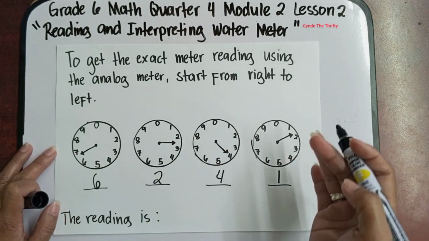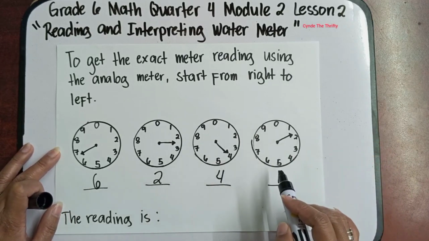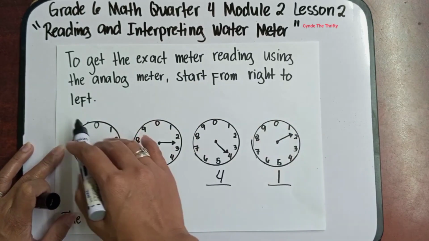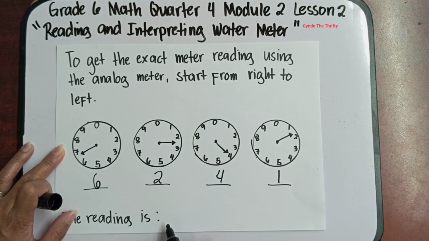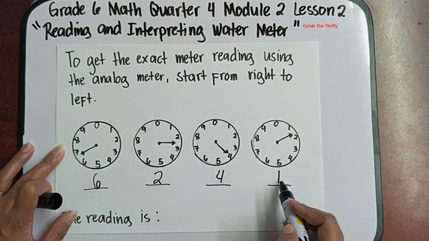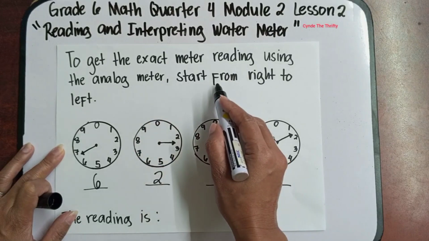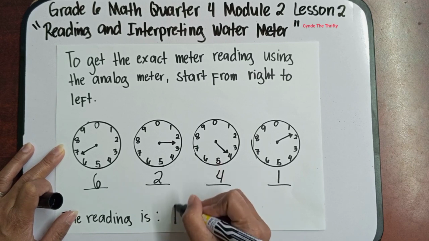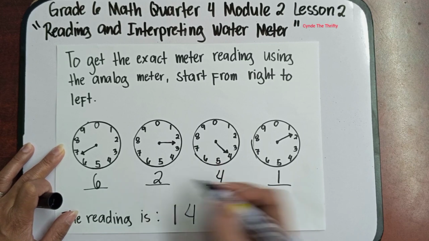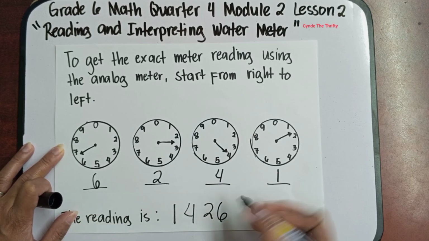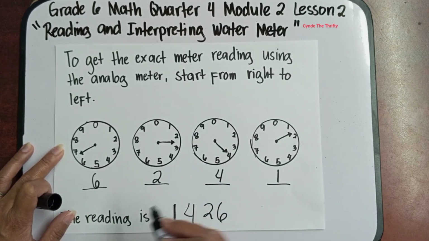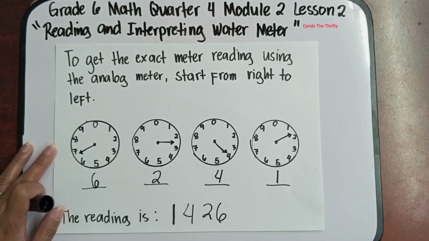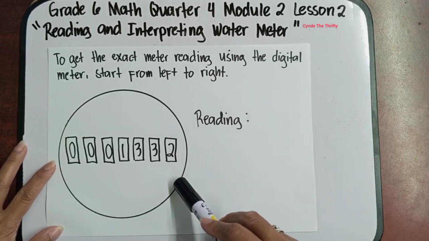So, ngayon, paano na natin isulat ang ating reading sa ating analog meter? Based sa ating rule, na uunahin natin pagbasa ang right to left. Pagsulat natin, ang reading natin dito is, saan yung unang isusulat natin? Si 6 ba o si 1? Si 1. Kasi according to our rule, uunahin natin ang right papunta sa left. So, si 1... Ang kasunod ni 1 is 4, ang kasunod ni 4 is 2, and then last is 6. So, ganito pagkasulat ang water meter natin. Okay? So, 1, 4, 2, 6.